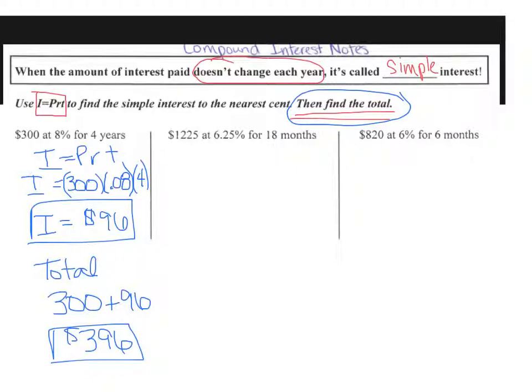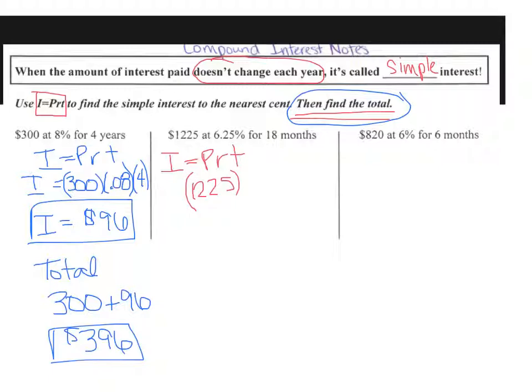Example 2 has $1,225 at 6.25% for 18 months. So we're going to write our formula. We're using I equals PRT. I is the interest, P is the principal or the initial amount, R is our rate as a decimal, and T is time in years.